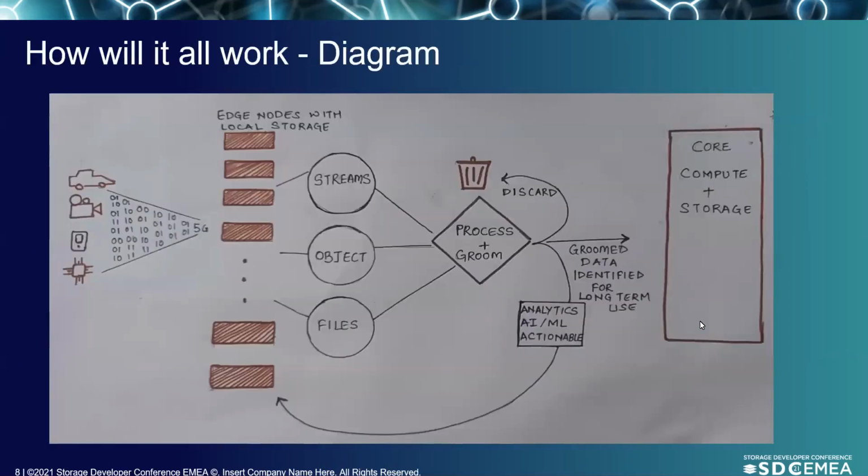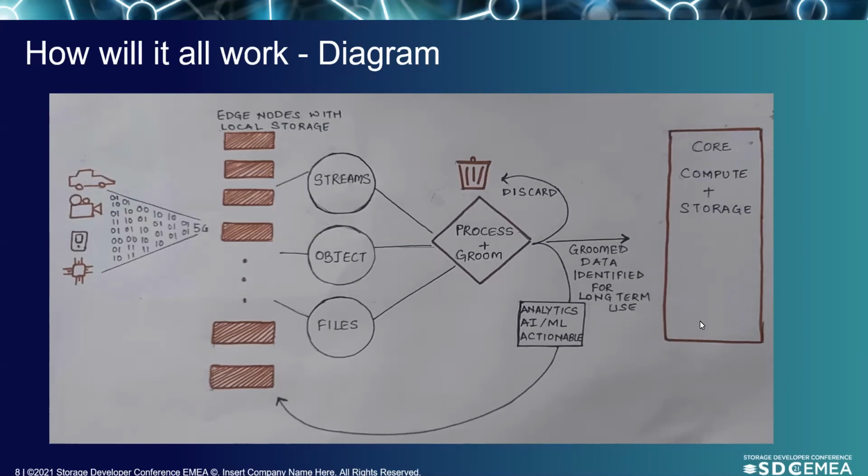So this is, in a nutshell, what we envision and how it will work. You have all your edge devices: the connected cars, the streaming, surveillance cameras, the connected and IoT devices. All of these start generating huge data, which via 5G lands on your edge nodes. You categorize the data into streams. You also still have to handle your traditional object and file based data. And you now need to process and groom this data at the edge itself.